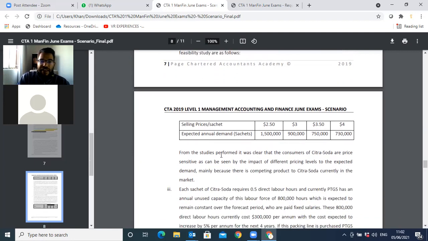So here they're giving us a range of information. Okay, so they're saying from the studies performed, it was clear that the consumers of citrus soda are price sensitive, as can be seen by the impact of different pricing levels to the expected demand, mainly because there is a competing product to citrus soda currently in the market. Okay, so giving us different information over here.